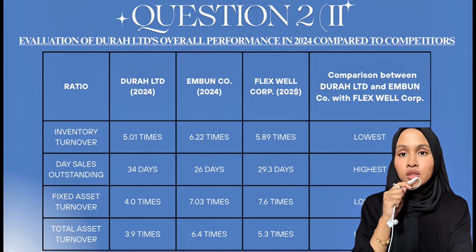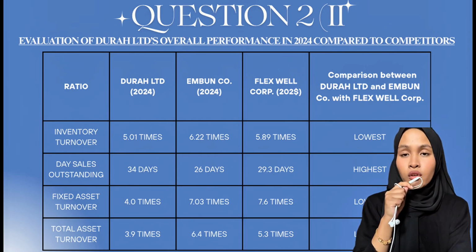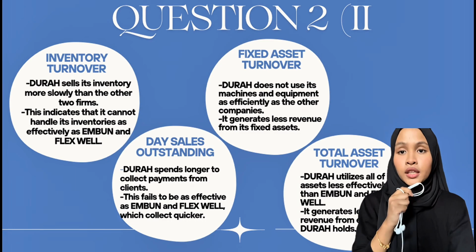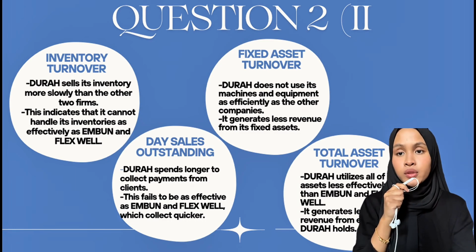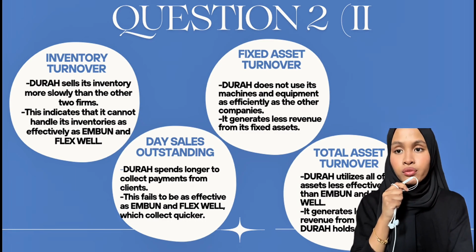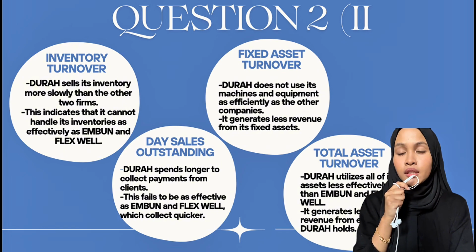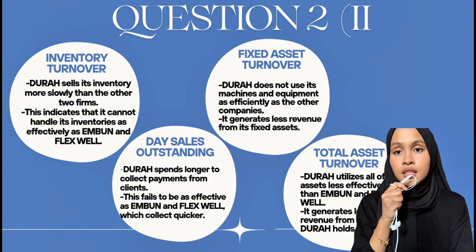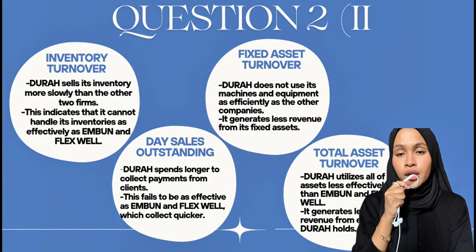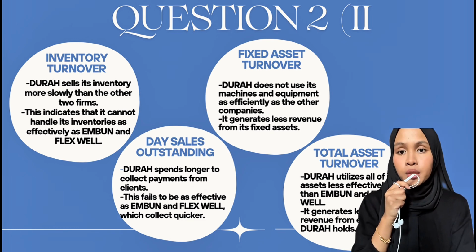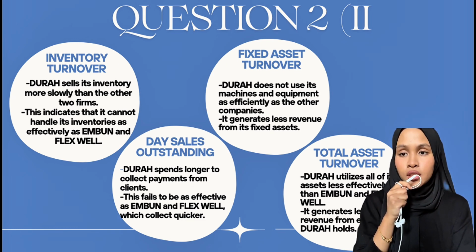And the last one, total asset turnover: Dura's 3.9 times is also behind both competitors, showing weaker overall asset utilization. In conclusion, while Dura Ltd showed some improvement in inventory turnover and receivables collection compared to its own past performance, it lags behind its competitors in all 4 key areas. This suggests the company needs to improve its operational efficiency and asset management to stay competitive in the industry.